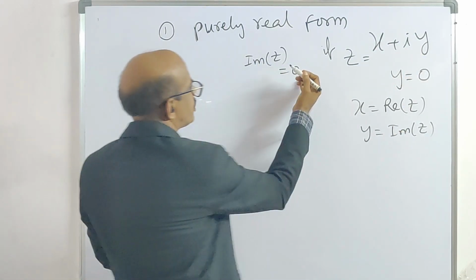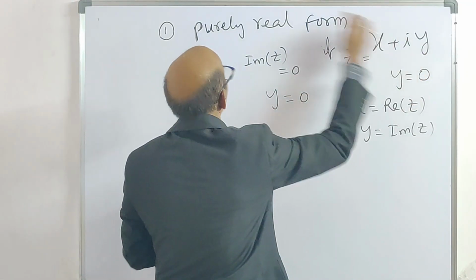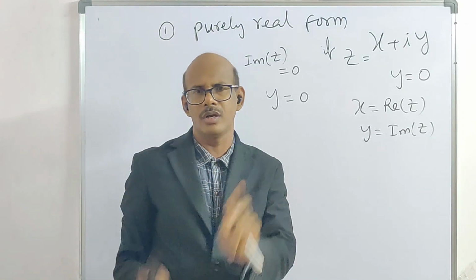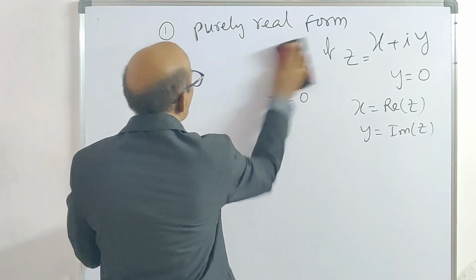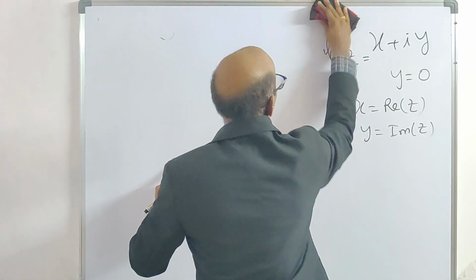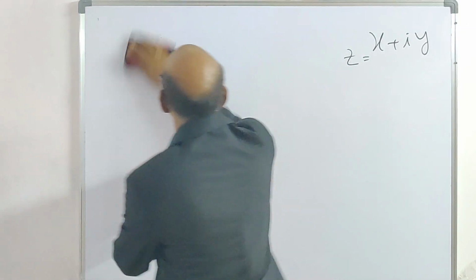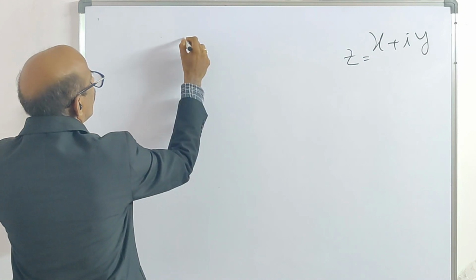Now, imaginary part of z is 0 means y is 0. Here y equal to 0 means it is called purely real. Purely real means, my dear beloved students, clarity is required, the imaginary part is 0. I think you understood. Purely real means the imaginary part is 0.